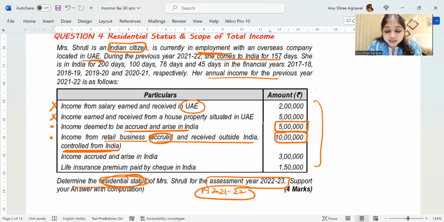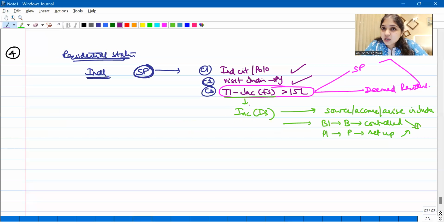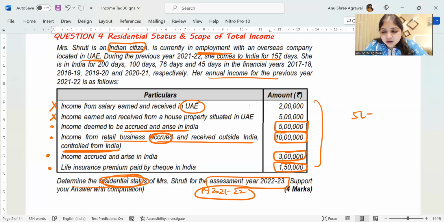Okay, then income accruing and arising in India, should I consider? Is it income from Indian source? Yes, accruing in India, I will consider. And life insurance premium paid by check in India, will I consider this? Yes, even this is paid in India, I will consider. So what is my income from Indian sources? 5 lakh plus 10 lakh plus 3 lakh minus life insurance premium paid, 1,50,000.